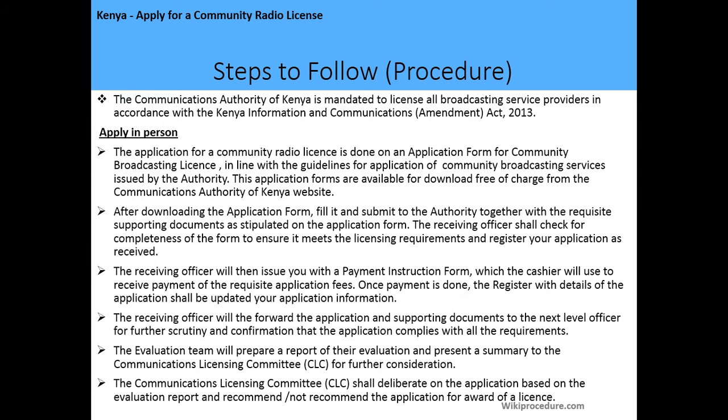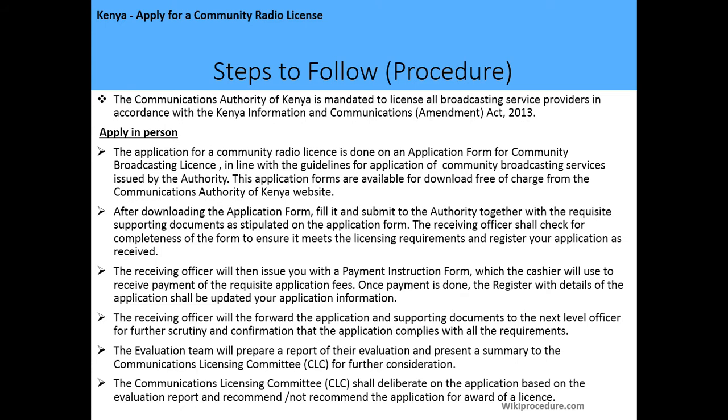So as you submit it, the receiving officer shall check for completeness of the form to ensure it meets all the licensing requirements and register your application as received. From here, the receiving officer will then issue you with a payment instruction form which the cashier will use to receive your payment for the requisite application fees. Once payment is done, the registrar with the details of the application shall update your application information.